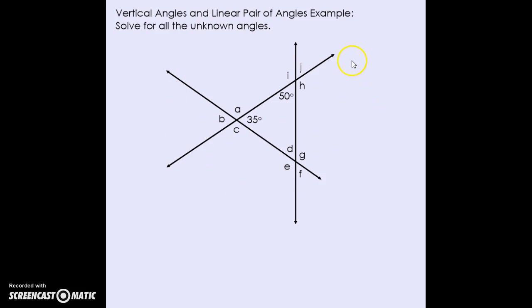So here we have an angle chase, and we're going to use those two conjectures, the vertical angles and linear pair, to solve for all the missing angle measurements. So let's just start alphabetically. We have this angle A here, and next to it is a linear pair with 35. And so A and 35, to make that semicircle, they have to add up to 180. So you just take your calculator and take 180 minus 35, and you're going to get 145 degrees for angle A.